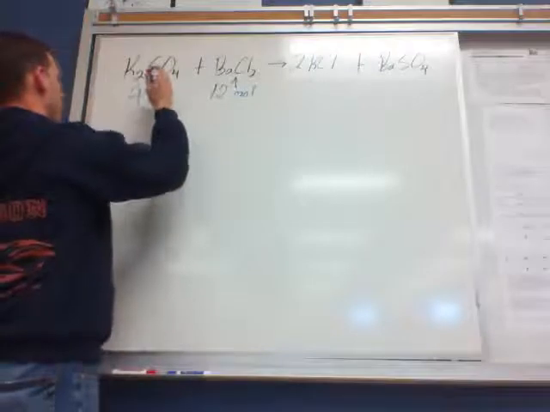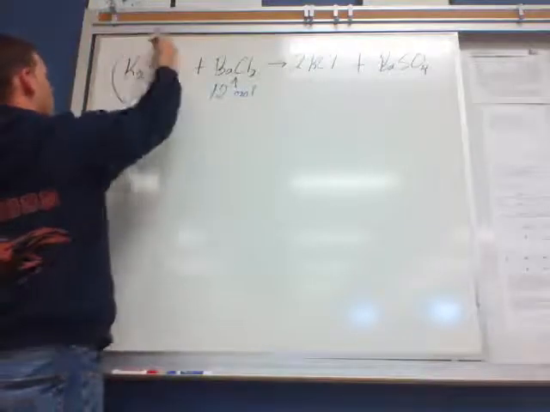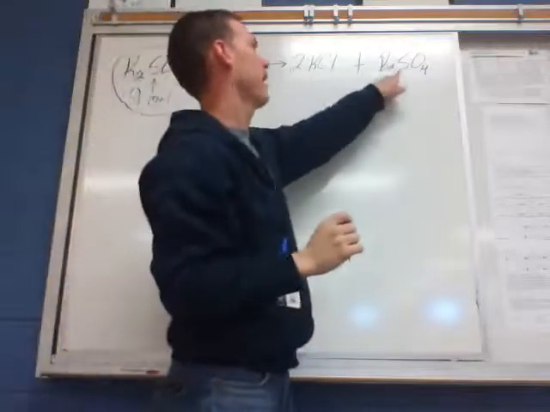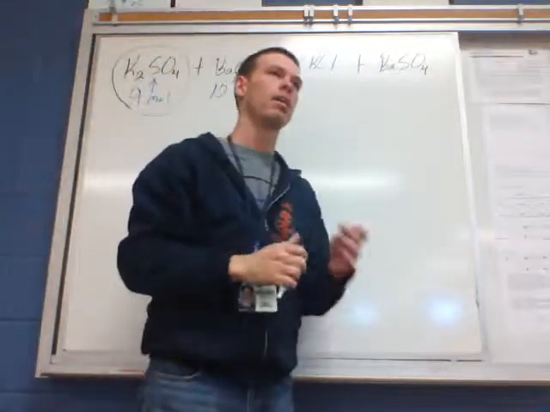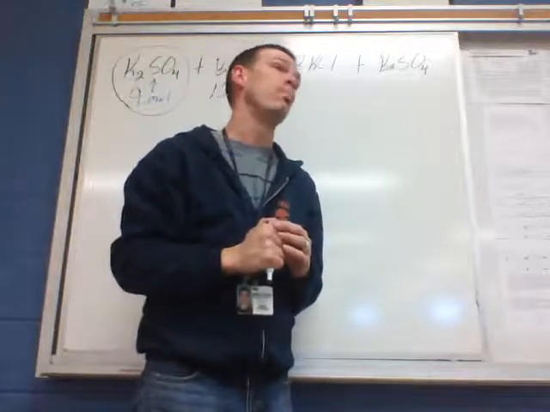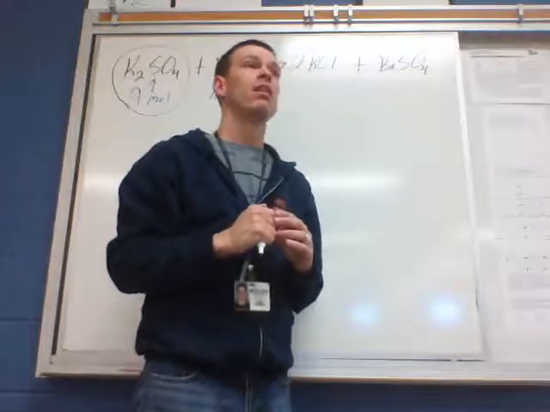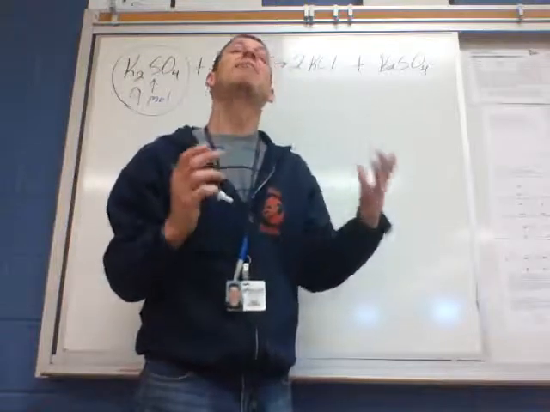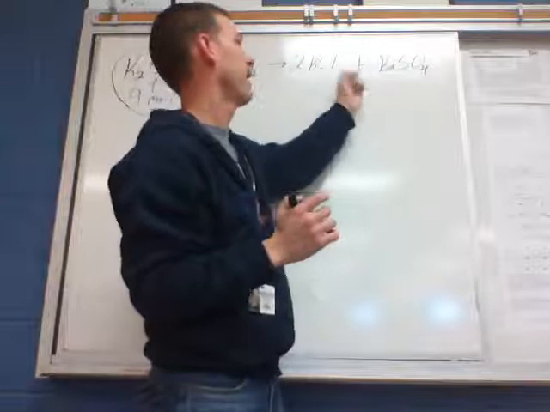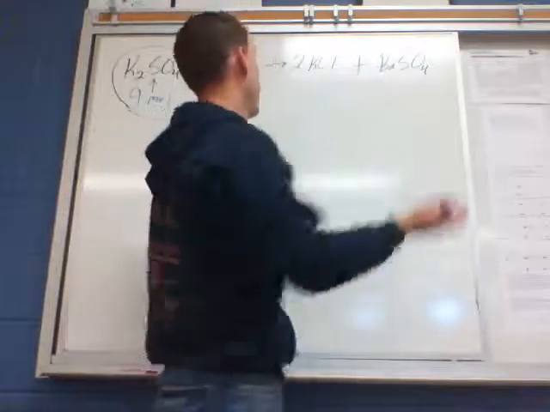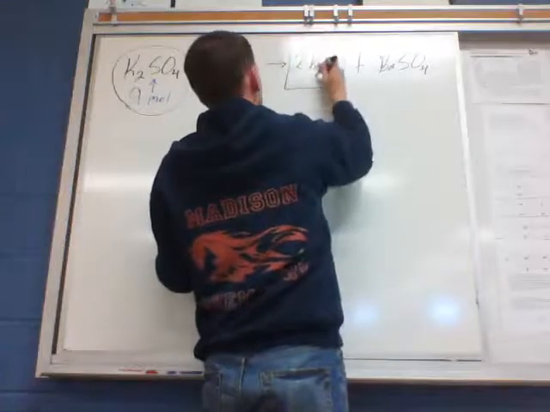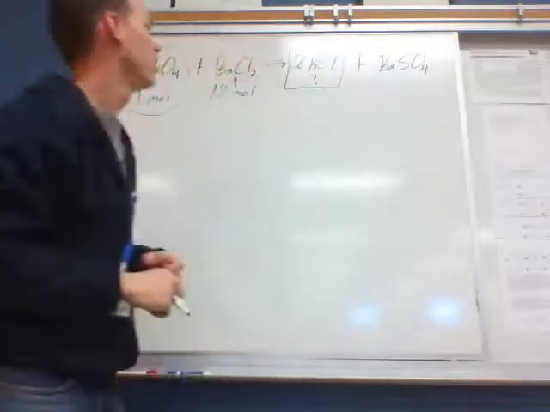Here's my first bit of given info. 9 moles of K2SO4. We need to pick one of the products to be the unknown. It actually doesn't matter which one you pick, but you have to pick the same unknown for both of them. So pick one. Which one do y'all want to look at? KCl or BaSO4? Yeah. All right, KCl, he said. We're going to make this the unknown. Again, it doesn't matter which one.